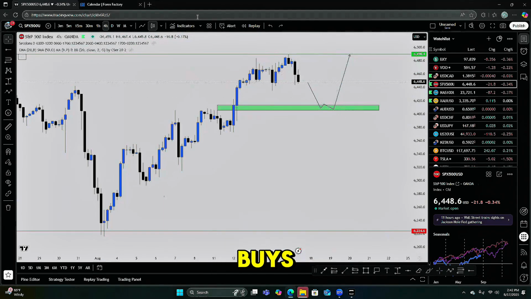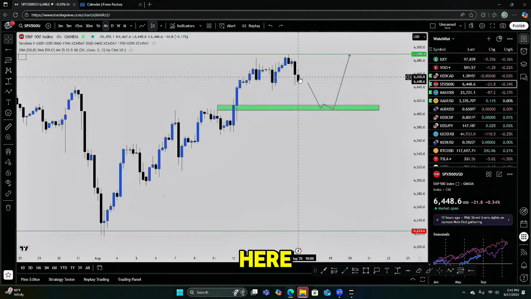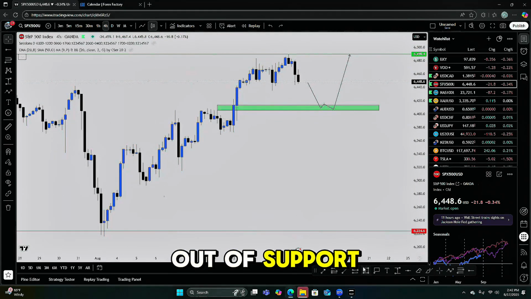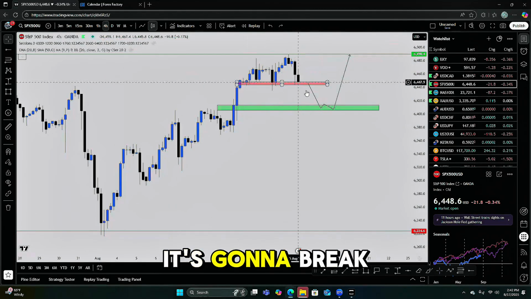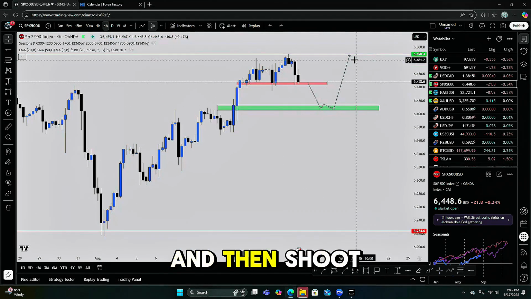Right? Hold for buys. I don't think it's going to break new highs from here. It is currently at a support, right? I do believe it's going to break this support and come down for volume, get all these buyers out, and then shoot up.